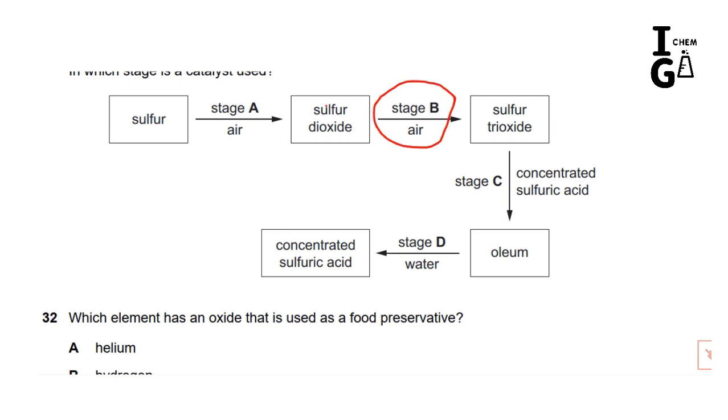Why? Because the first oxidation can be done naturally, sulfur and oxygen, it's okay. But the second oxidation, to change sulfur dioxide to sulfur trioxide, we need a catalyst in order to urge the reaction to happen. Otherwise, it will not happen. So the correct answer, again, to make further oxidation from sulfur dioxide to trioxide, we need a catalyst here. Okay?